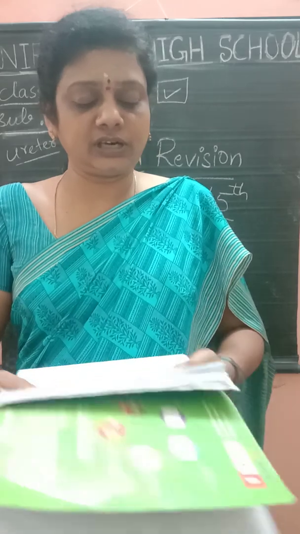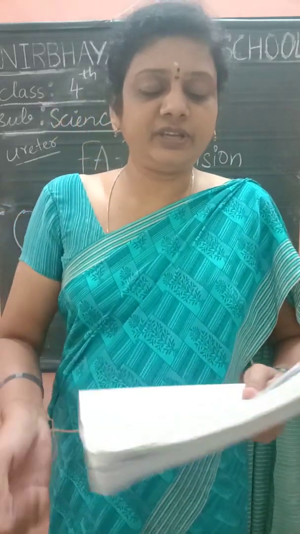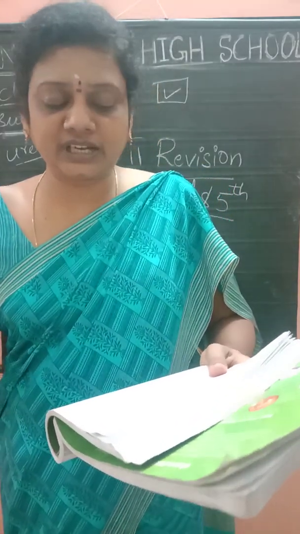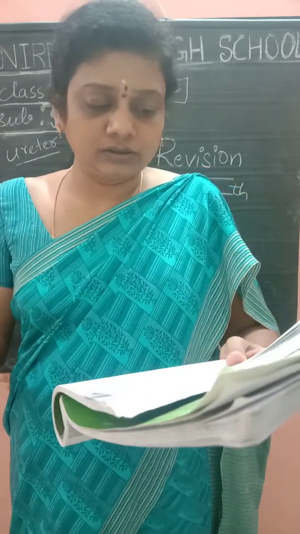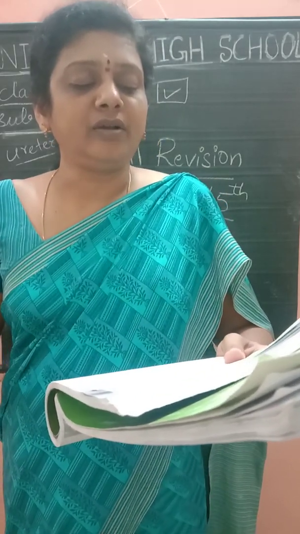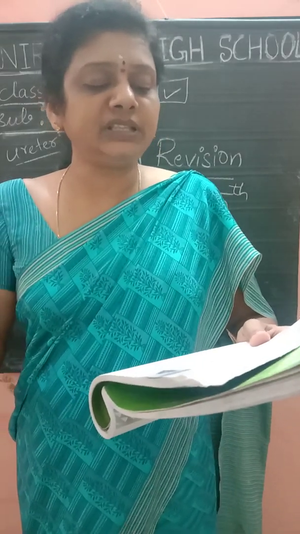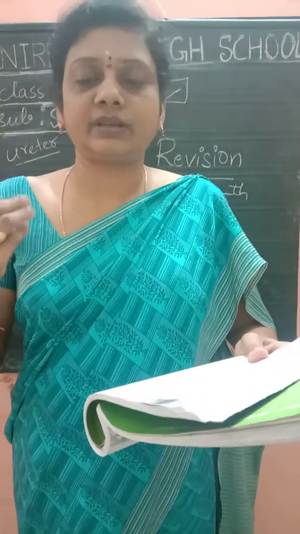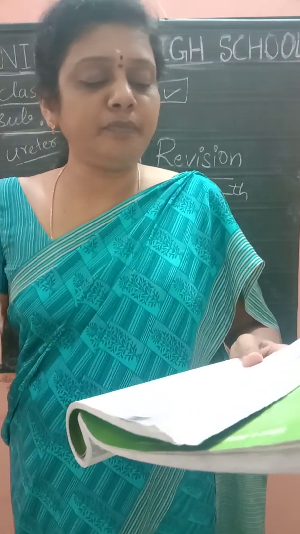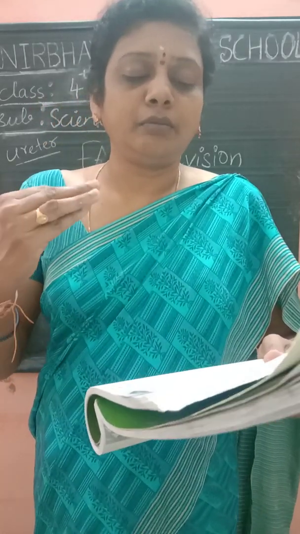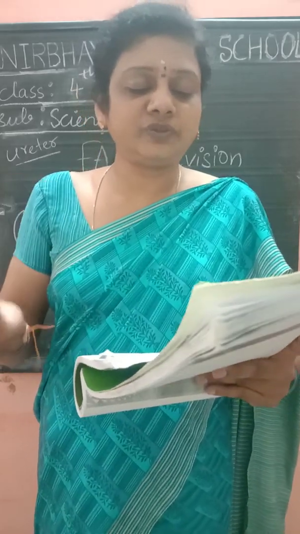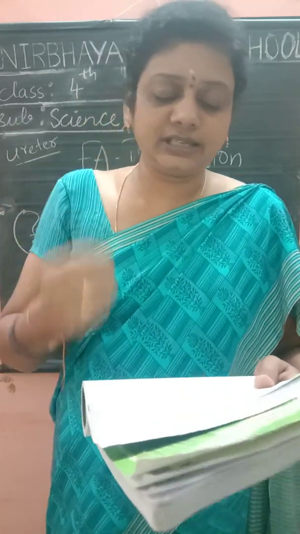The next one, children: what will happen if the excretory system does not work properly? There are four options. A, urine formation will not be affected at all. B, the person will feel hungry. C, liquid waste will pile up inside the body. D, it will improve the functioning of other body parts. Which one is correct there? Option C is correct.